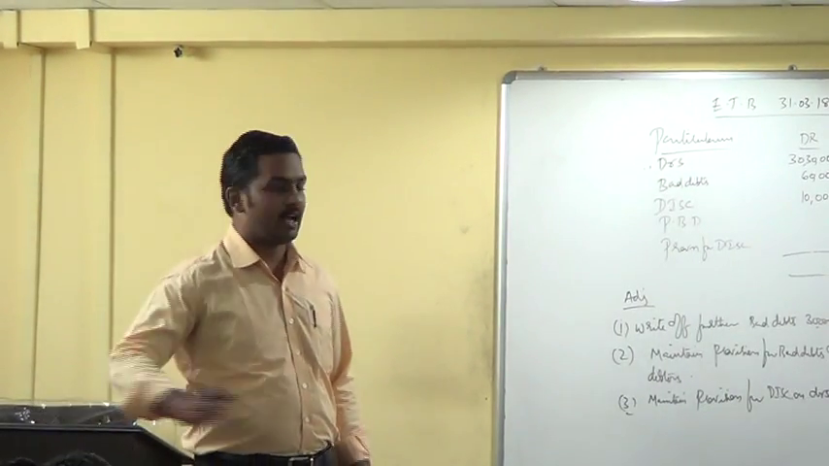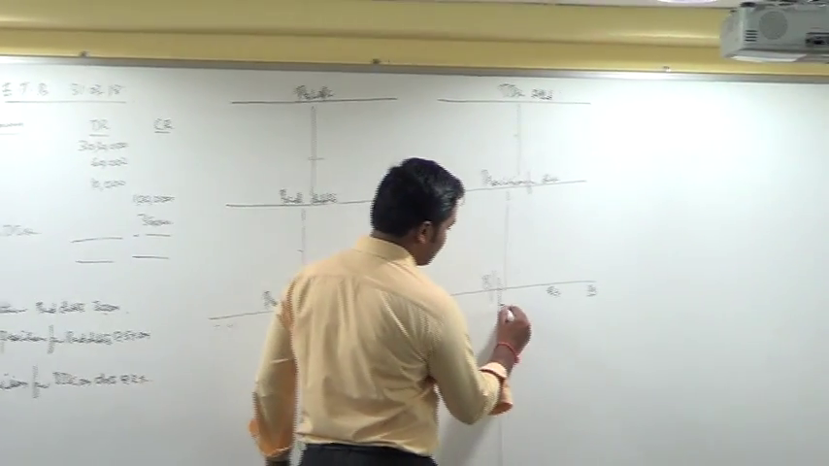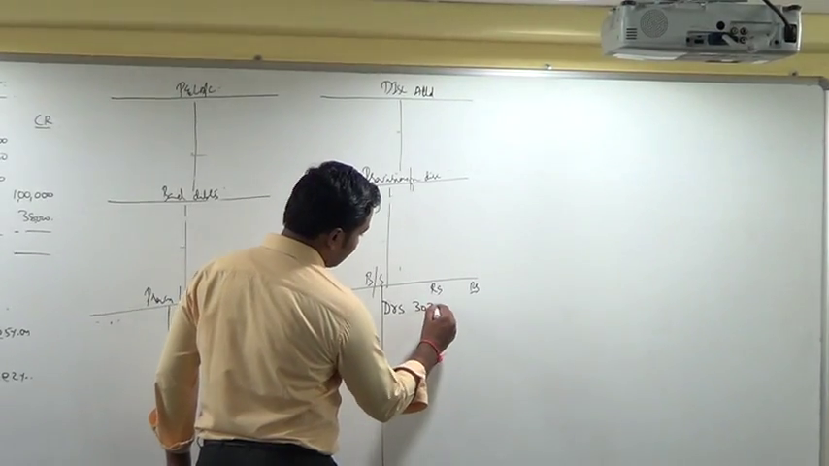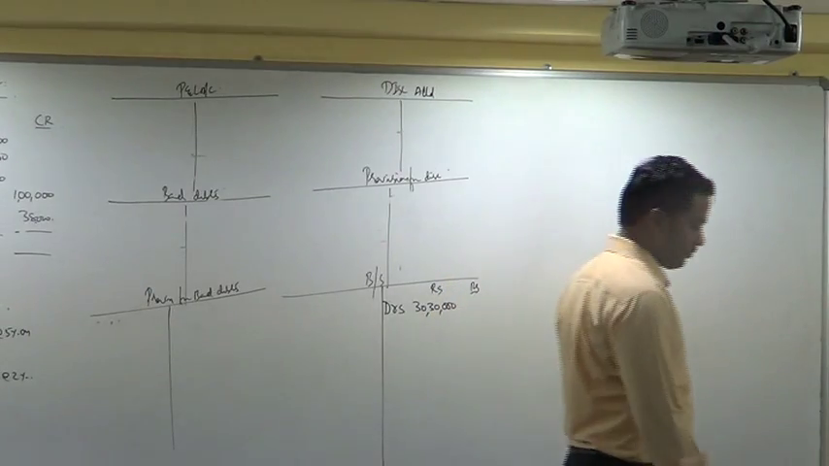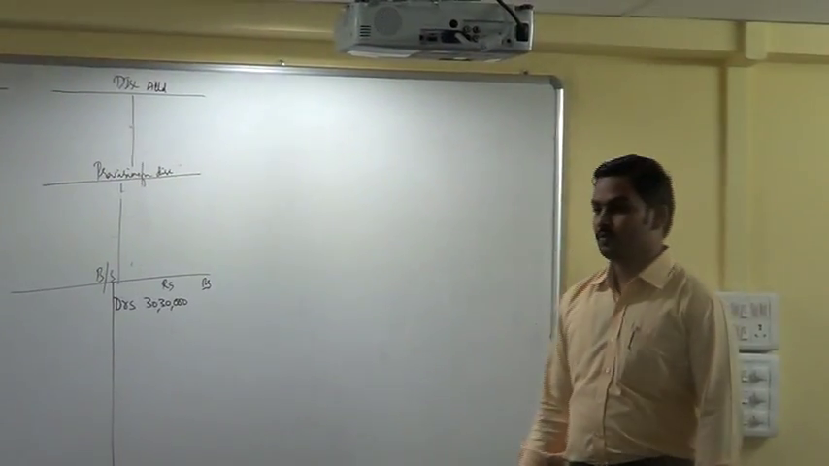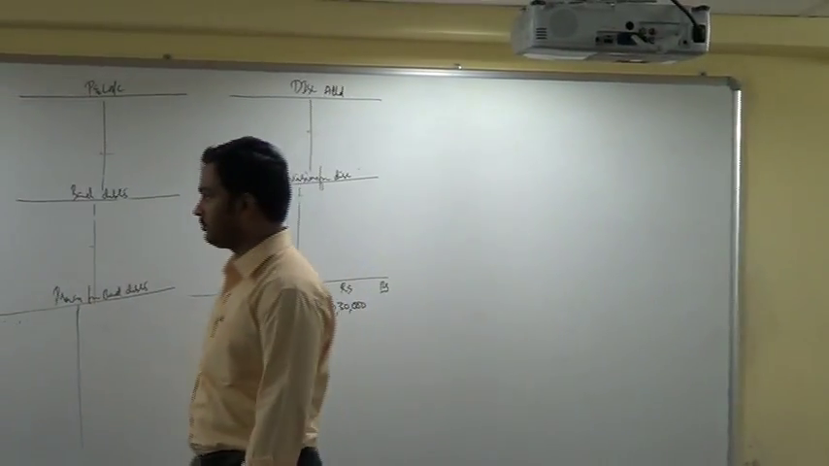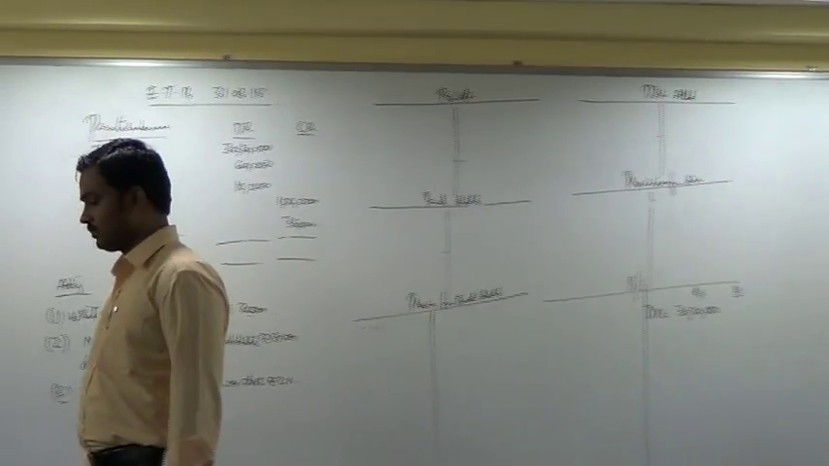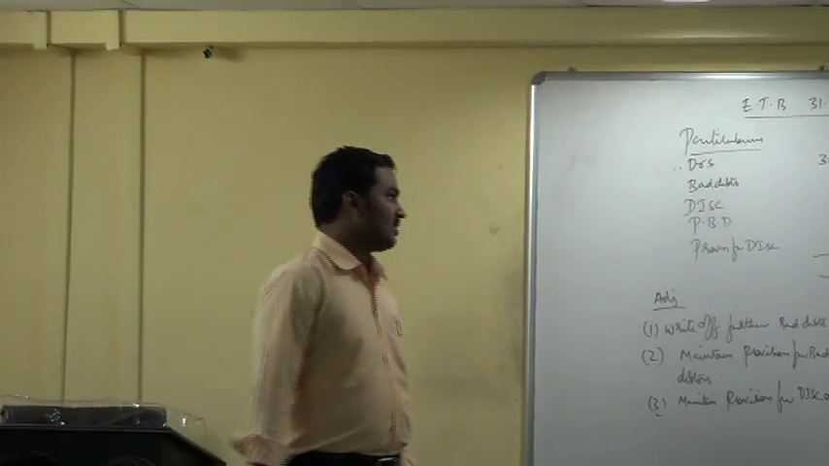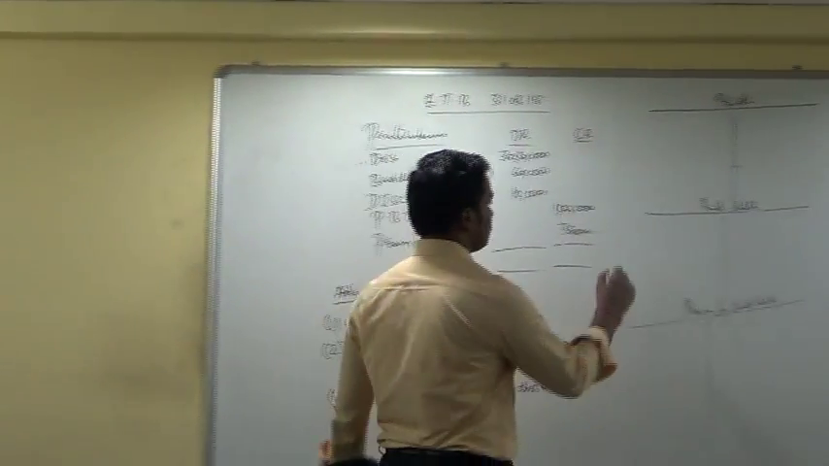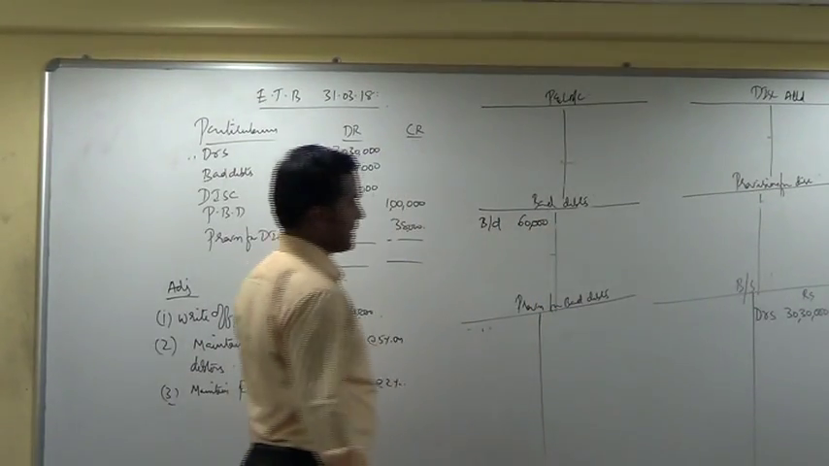Debtors, debit balance 30 lakhs 30,000. Debtors, balance sheet asset side, 30 lakhs 30,000. Bad debts 60,000, brought down 60,000.